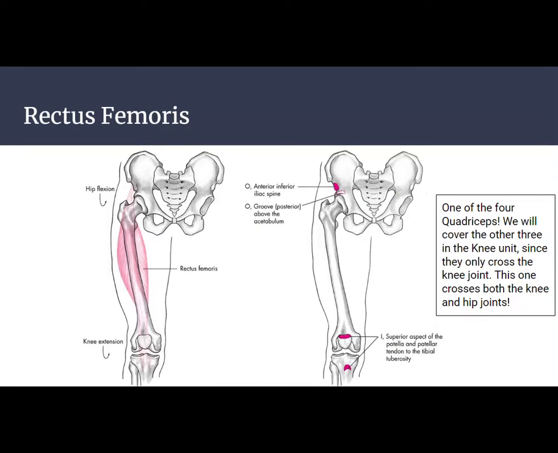The rectus femoris, we're mentioning it here because it is one of the 4 quadriceps muscles. So we'll talk about it with the knee, but it does cross the hip anteriorly. So it creates hip flexion, and it comes from the anterior inferior iliac spine and goes into the tibial tuberosity.